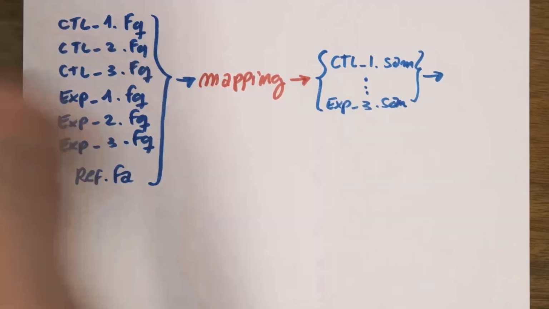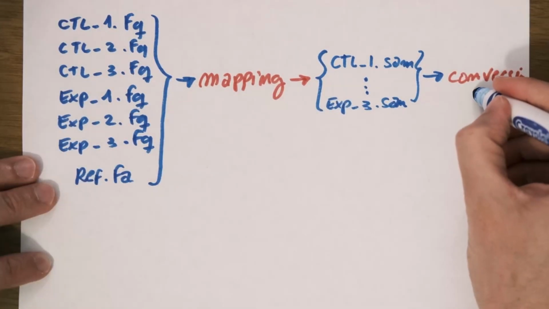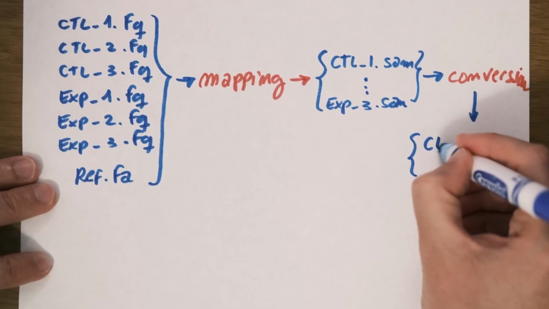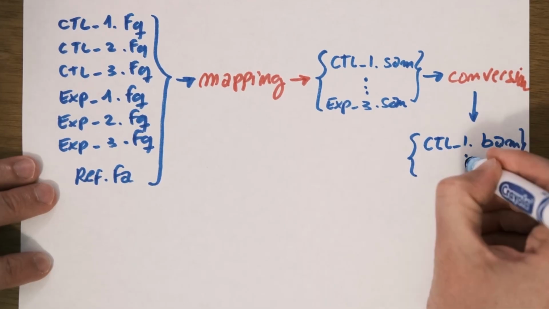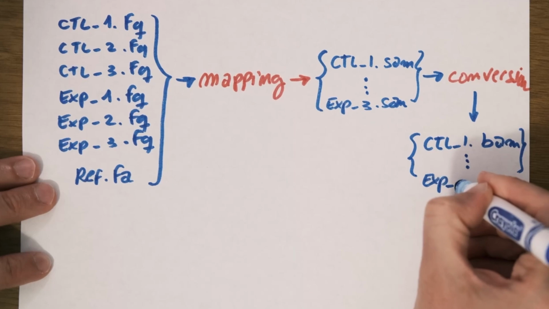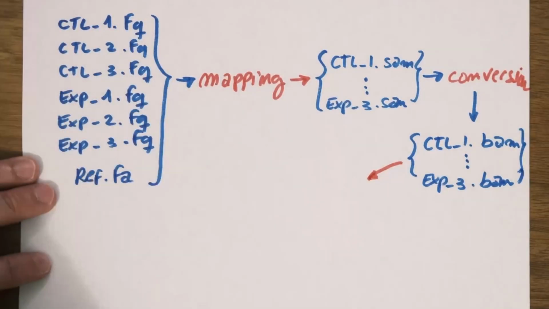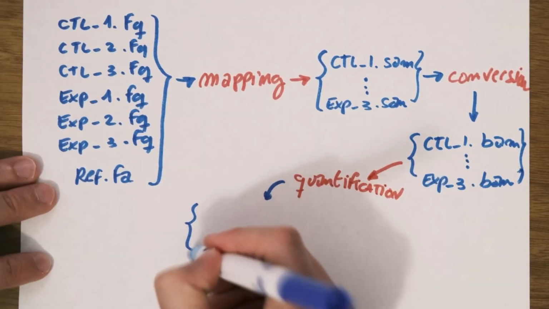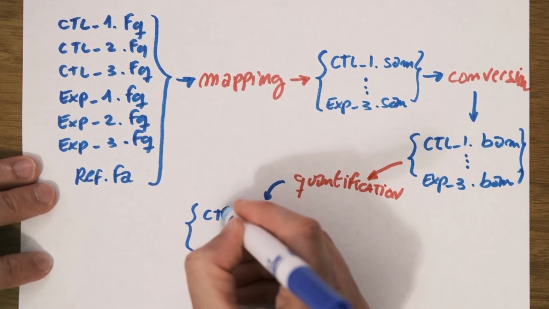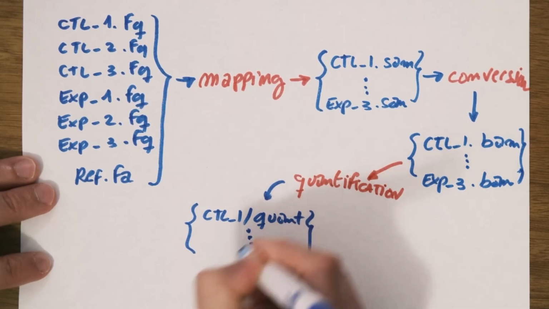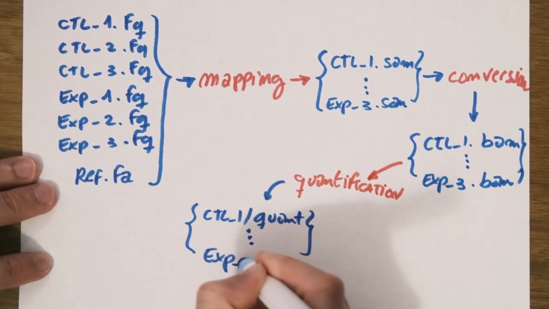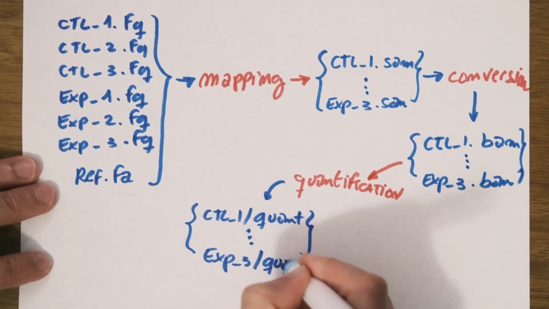Then we are going to do a conversion of these files from SAM to BAM. So we have the control 1 BAM all the way to the experimental 3 BAM. Then we are going to take these and quantify the reads, taking into account the read count, the transcript length, multiple mappings, etc. So we will do the quantification. That will generate a bunch of files, control 1 quant.sf, and the same for all the experimentals until experimental 3. We'll have quant files.